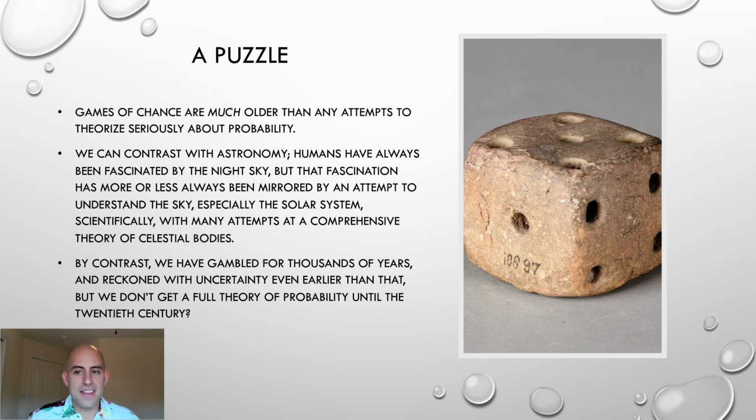And yet we only get the axiomatization of probability theory in 1933 by Kolmogorov, right? And we can contrast this with astronomy. Humans have always been fascinated by the night sky, but that fascination has more or less always been mirrored by an attempt to understand the sky scientifically, right? You have people like Ptolemy trying to understand the sky scientifically. They're not always getting it right. Their models of the solar system might put Earth at the center rather than the Sun, but they're still trying, right?